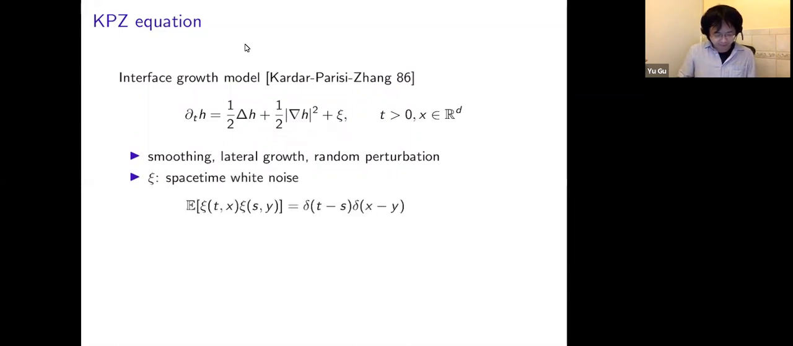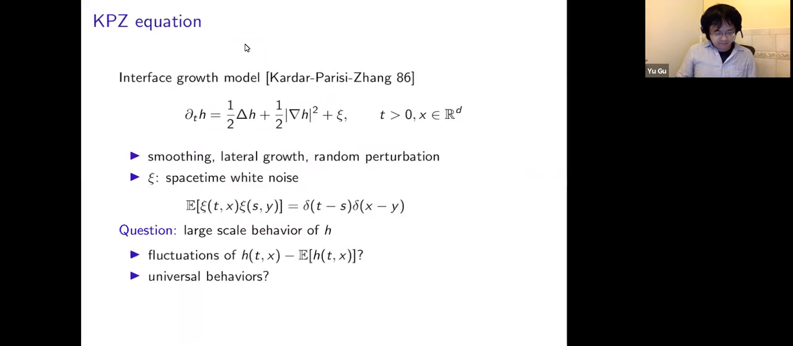This is the noise. And of course, when physicists wrote down this equation, they assumed that ξ is the space-time white noise, a generalized Gaussian random field with this coherence function. Basically, if t and x are separated from s and y, then you have independent noise.